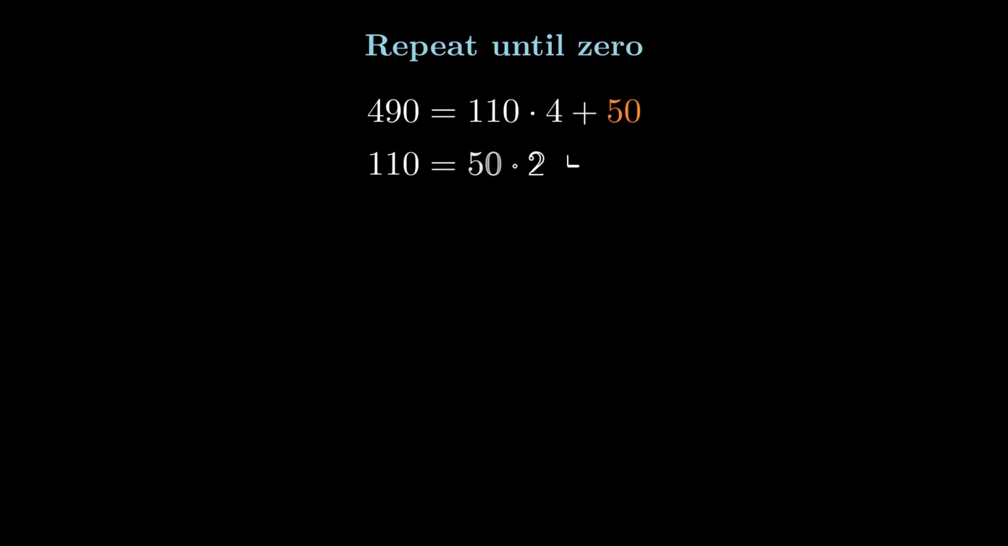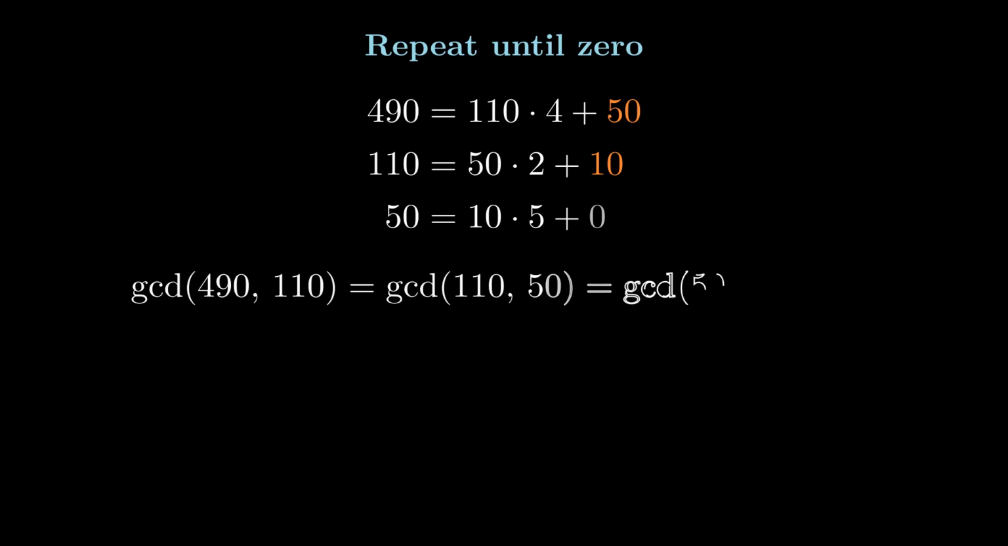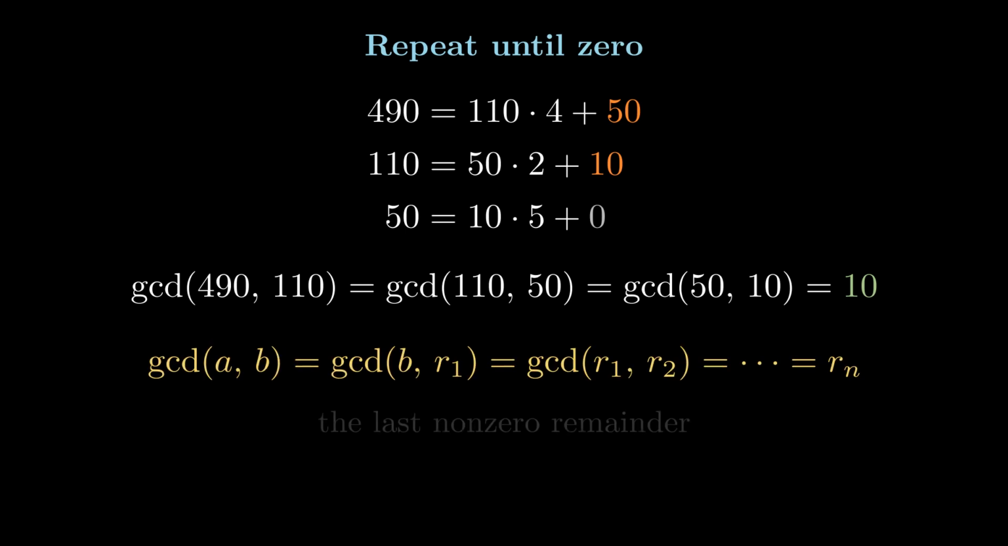Now, we repeat until we get a remainder of 0. Take 490 and 110. The first time we divide, we get a remainder 50, then 10, and then once more a remainder of 0. When the remainder hits 0, the last non-zero remainder is the greatest common divisor, in this case, 10. That is the Euclidean algorithm.